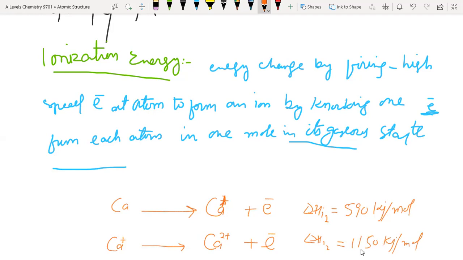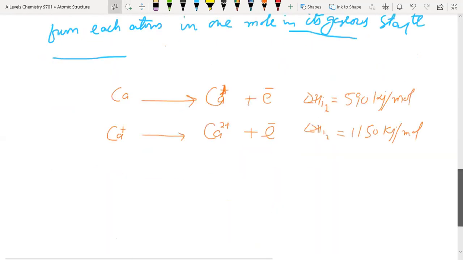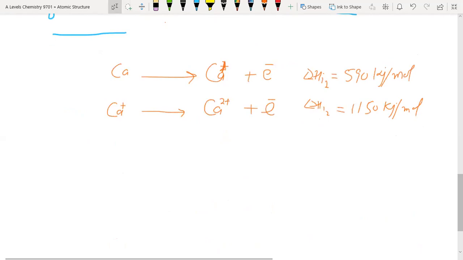This is because the number of electrons left behind in the calcium monopositive ion is less than the number of protons in the calcium ion. So the attraction by the nucleus is increased on the remaining electrons. So the second ionization energy would be greater than the first ionization energy.